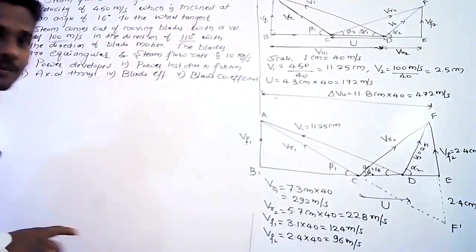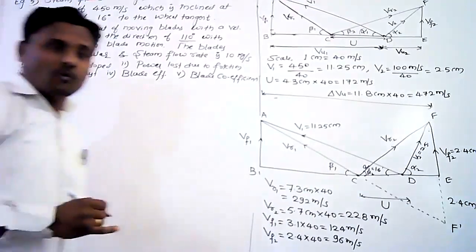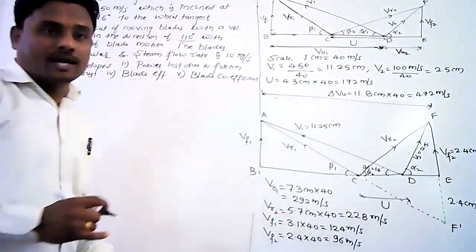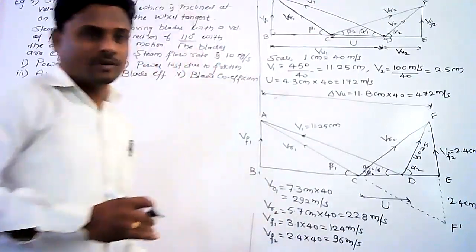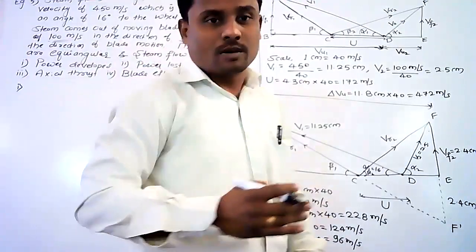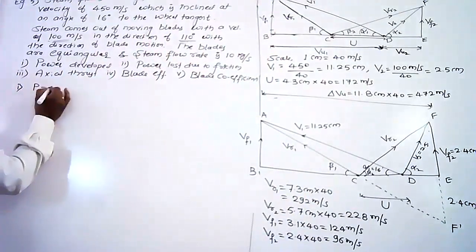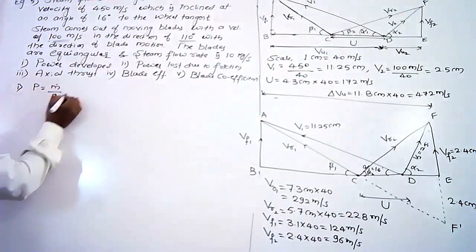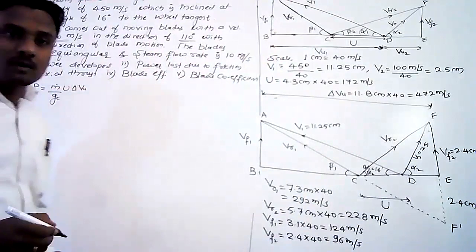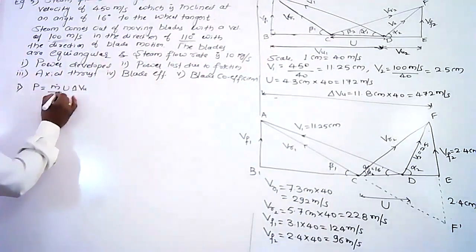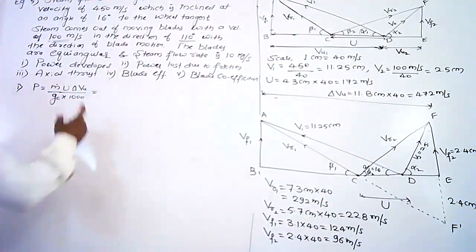The first unknown is power P. Okay. Now how to get the value of power P? We know the formula for power, which is already discussed in module number 2 by using the alternate form of Euler's equation, that is Euler's turbine equation. So power P is equal to m dot divided by Gc into U into delta VU. And if you want to get the power in terms of kilowatts, just divide by 1000 here.